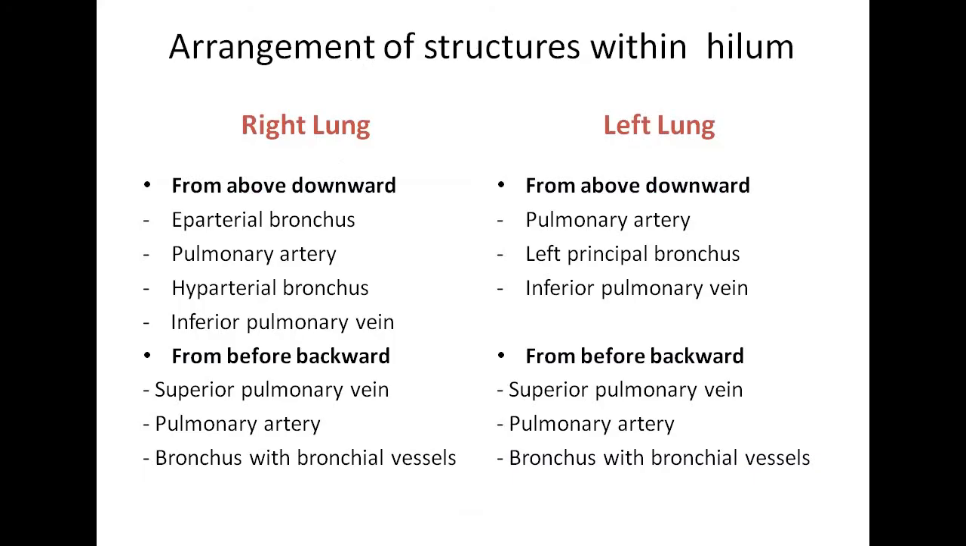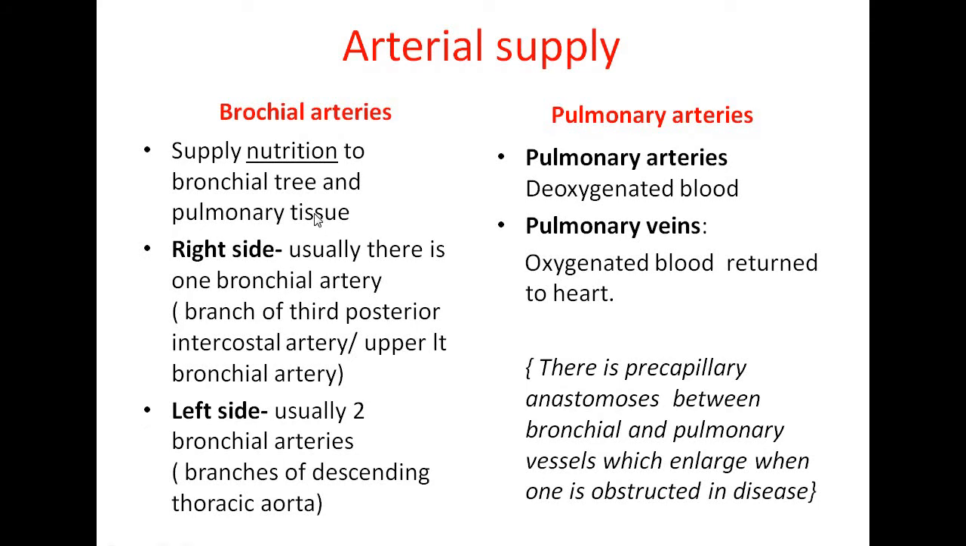Now coming to the arterial supply. Here the lungs are supplied by bronchial arteries as well as by pulmonary arteries. Bronchial arteries supply nutrition to the pulmonary tissue. On the right side there is usually one bronchial artery and on the left side there are two bronchial arteries. These are the branches of the descending thoracic aorta on the left side, and mostly the third posterior intercostal artery gives the branch to the right side.